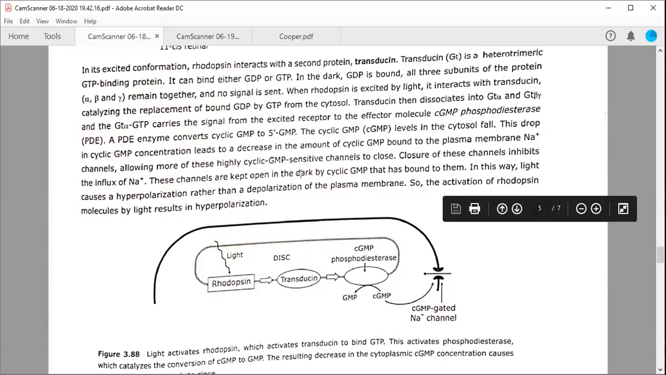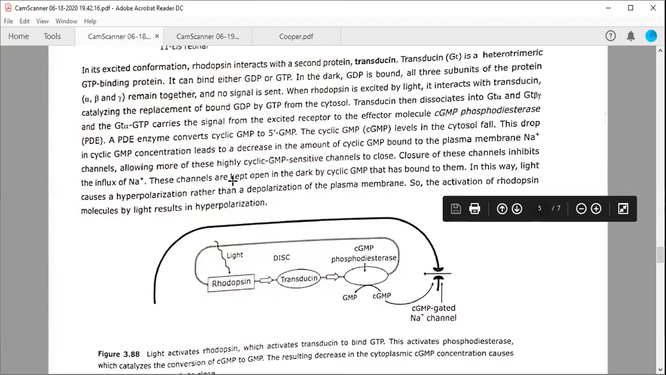These channels are kept open in the dark because there is no signal transduction in the dark. There is no signal sent in the dark. Everything is happening because there is light. In this way, light causes a hyperpolarization rather than depolarization of the plasma membrane.